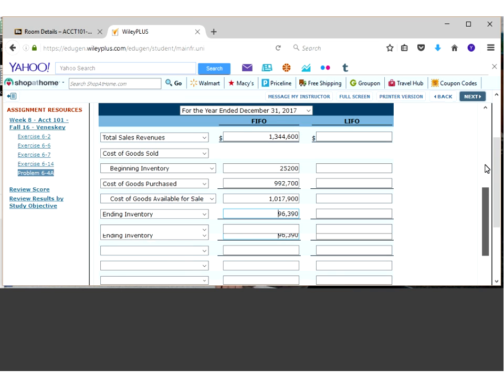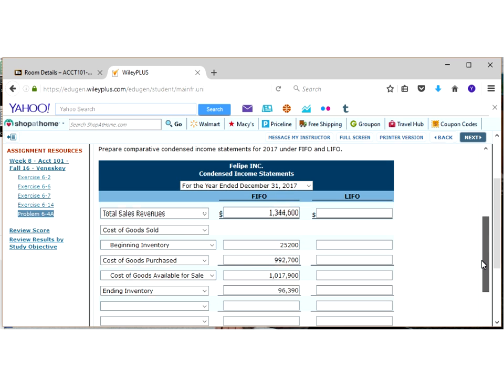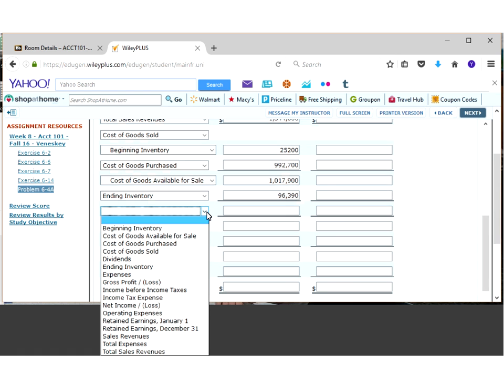Now, for the LIFO side, you're last in, first out, so that means these guys are gone, these guys are gone, these guys are gone, and you might think, oh, I have 30,600 left at this cost. No, you don't, because remember, you also have beginning inventory up here. So really, if you have 30,600 left, 12,600 of those are up here. The remaining 18,000 are here. So you have two layers still in ending inventory using LIFO.